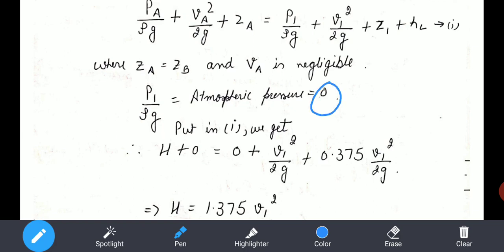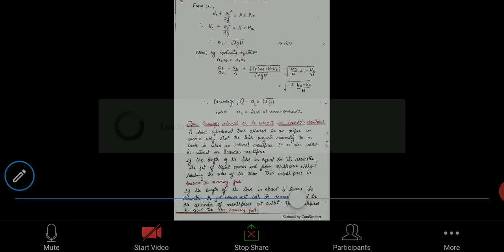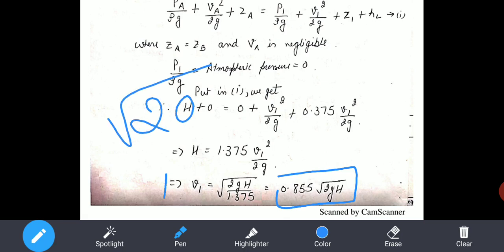After putting all these values in Bernoulli's equation, we finally obtain V1 as 0.855 under root 2gh. Now this velocity we obtained is the actual velocity, because we are considering head losses here. And what is the theoretical velocity? I have derived the theoretical velocity many times now. Theoretical velocity is under root 2gh.